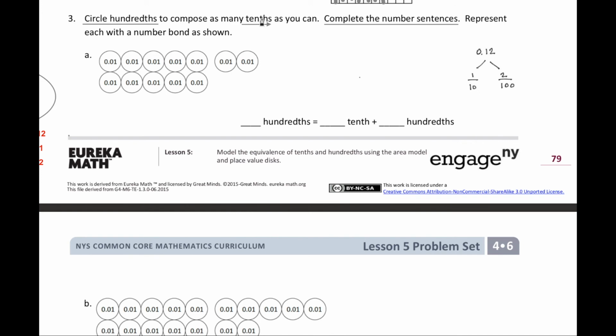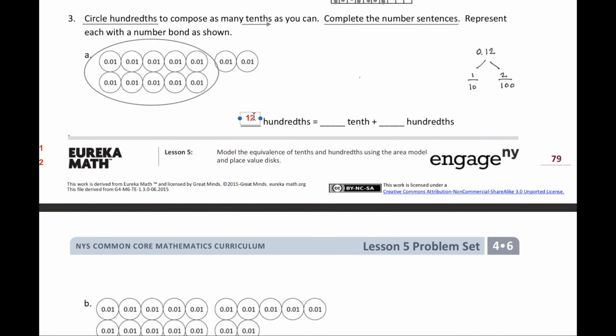Okay, so let's count it. 1, 2, 3, 4, 5, 6, 7, 8, 9, 10. Let's go ahead and circle that. Okay. And let's go ahead and complete the number sentence. What number are we starting with? We're starting with 12 hundredths.